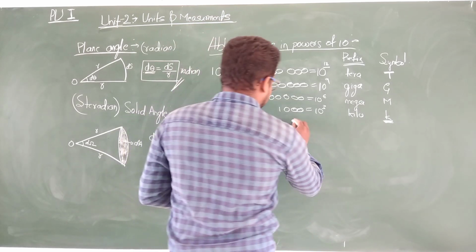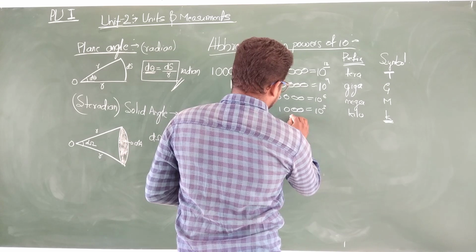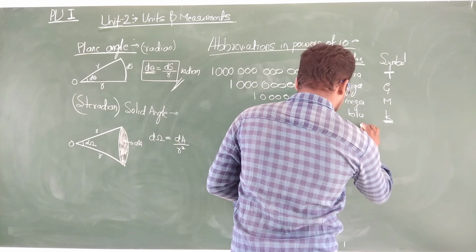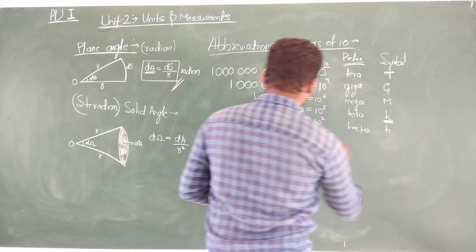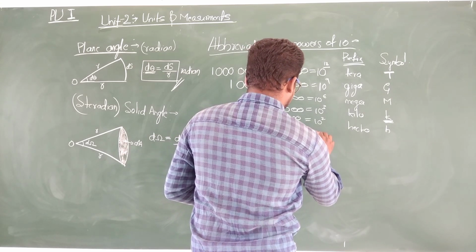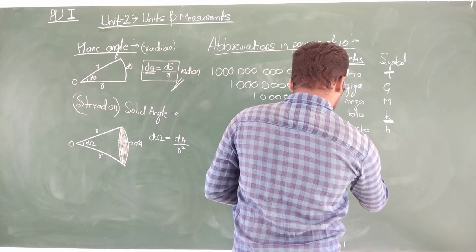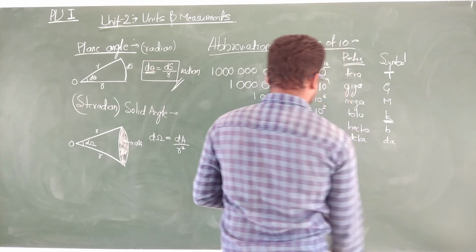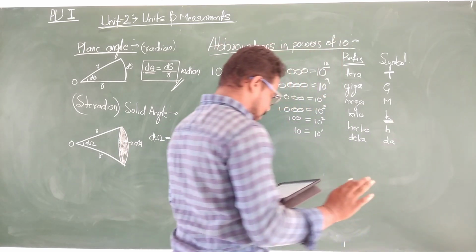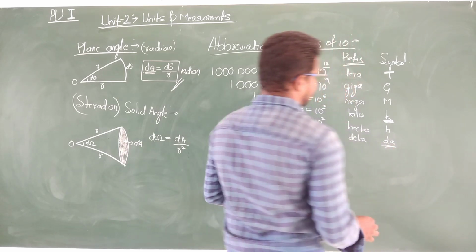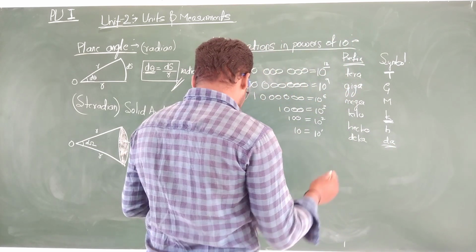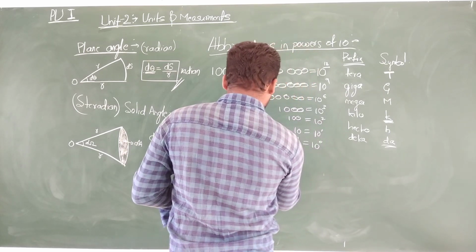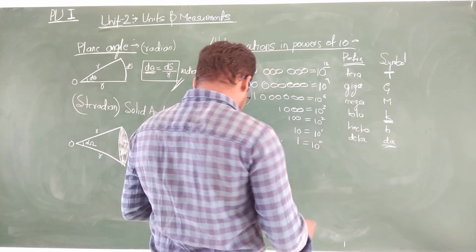Then 10 to the power 2 is hecto, symbol h. Then for 10 to the power 1, it is deca, symbol da. da means 10. For 10 we have two letters, that is da. For 1, 10 to the power 0, that is the base value.